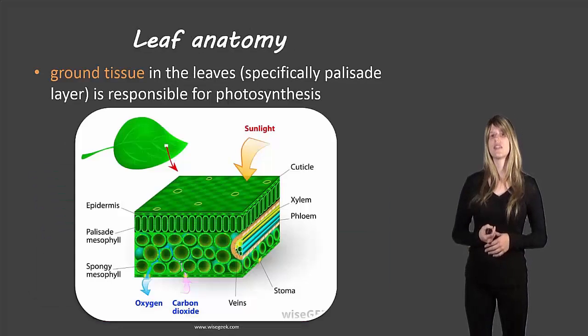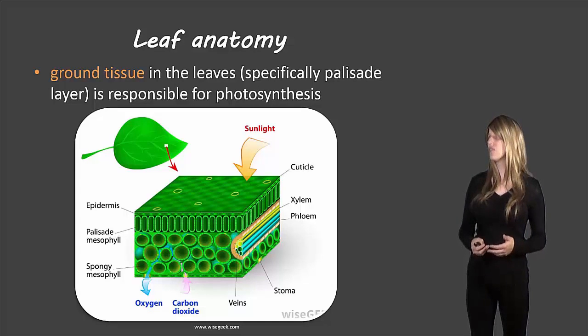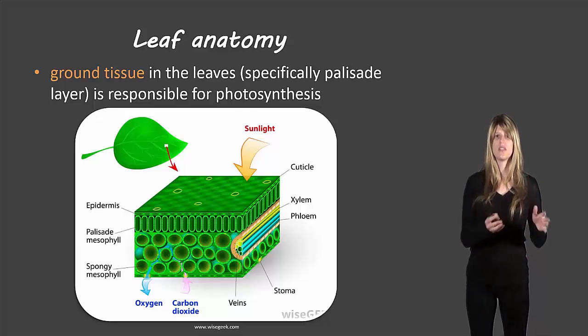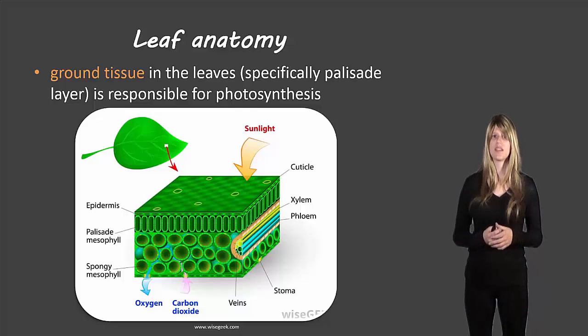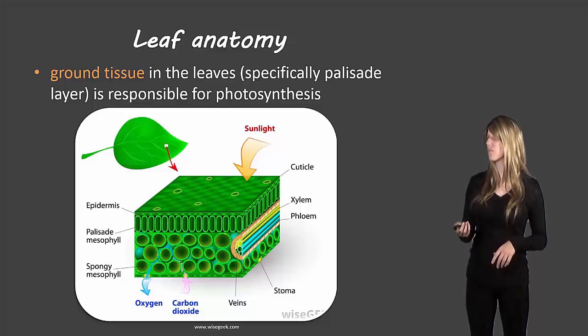Now let's take a look at the anatomy of a leaf and how the different parts of the leaf are important for photosynthesis. So first of all, it's the ground tissue in leaves, specifically the palisade layer, which is responsible for photosynthesis. So we talked about the different types of tissues in a previous lesson. If you don't remember those tissues, or if you haven't watched the video, please go back and watch that video. I'll put a link in the description box below.